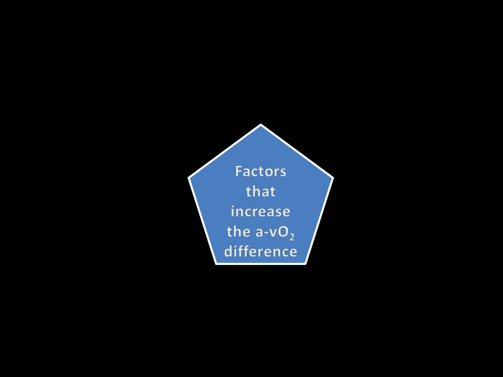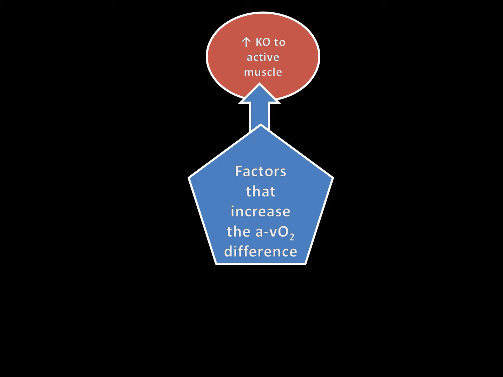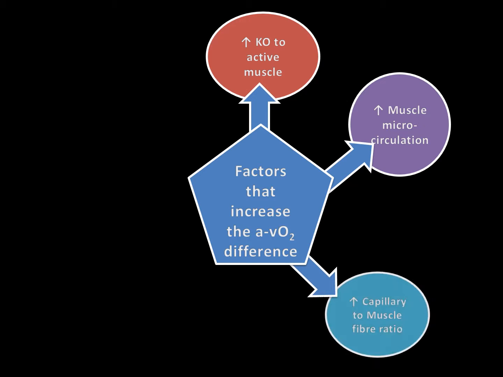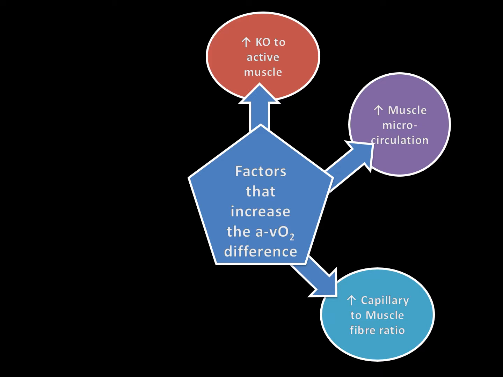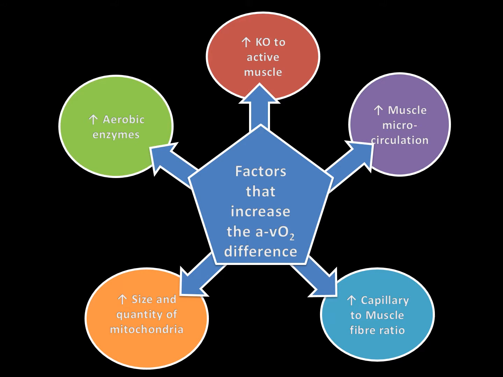The factors that increase the arteriovenous oxygen difference are an increase of cardiac output to active muscles, an increased muscle microcirculation, an increased capillary to muscle fiber ratio, an increased size and number of mitochondria, and an increase in aerobic enzymes. All these factors contribute to an improved oxygen transportation throughout the body.